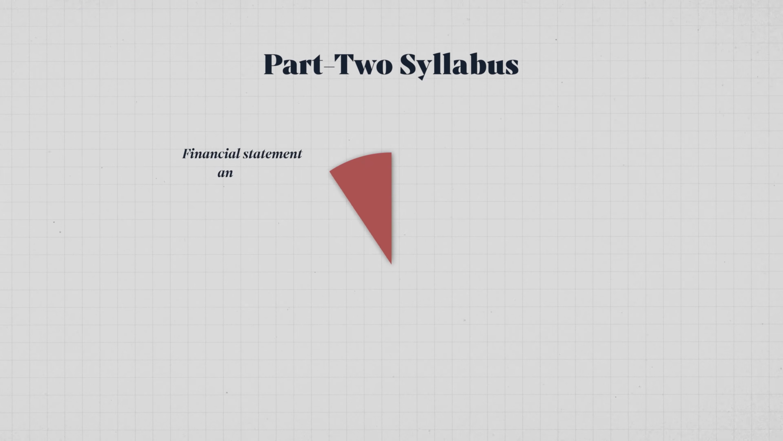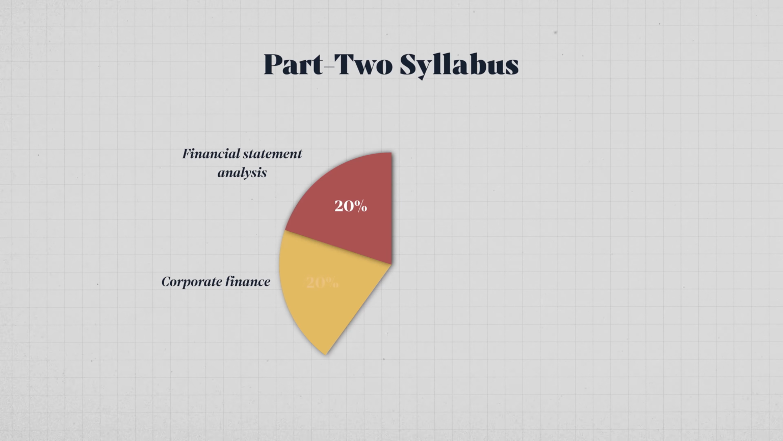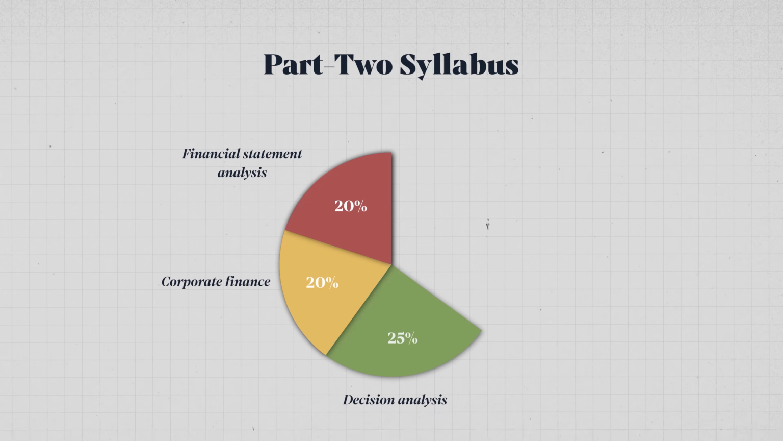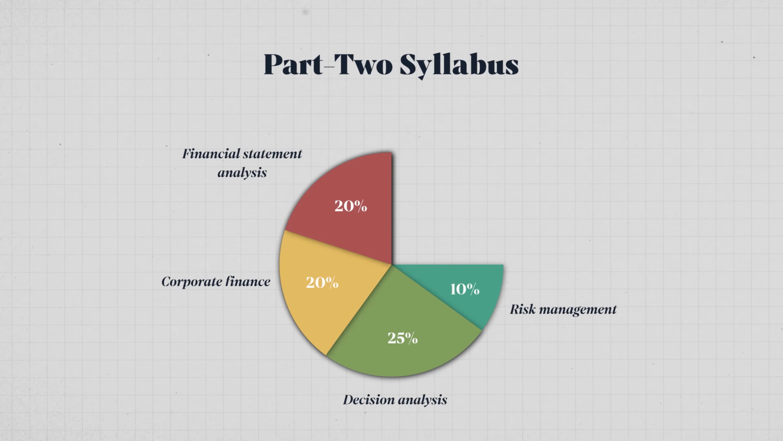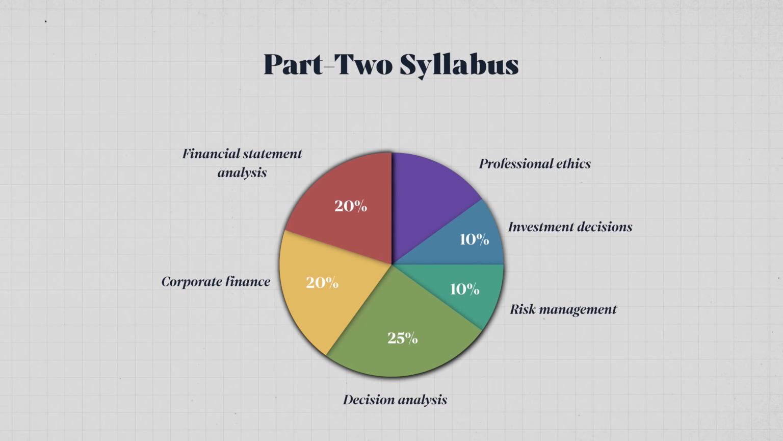Financial statement analysis, which counts for 20% of your score. Next is corporate finance, which counts for 20% of your score as well. The third one is decision analysis, which counts for 25% of your score. Risk management counts for only 10% of your score. Next, we have investment decisions, which is also 10% of your score. And lastly, professional ethics, which counts for 15% of your score.